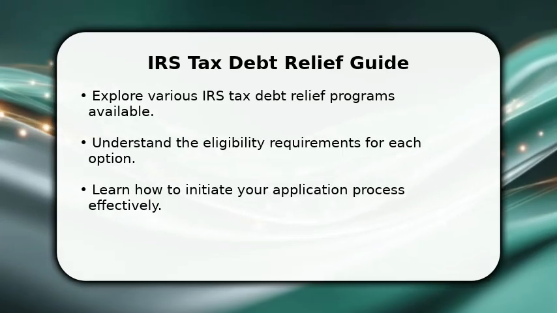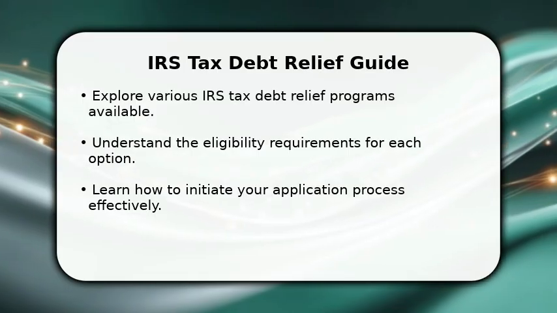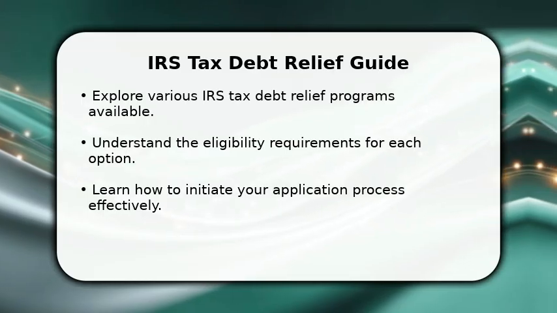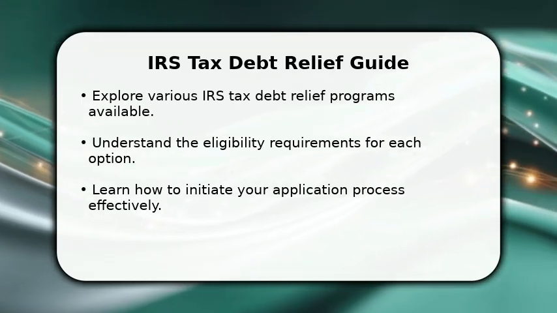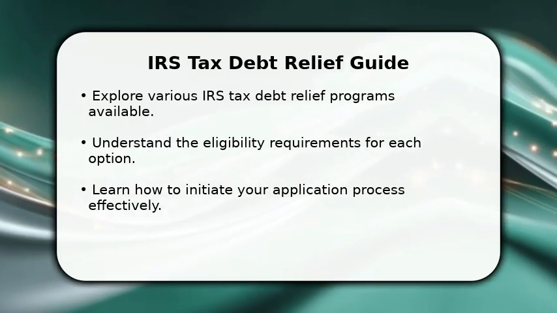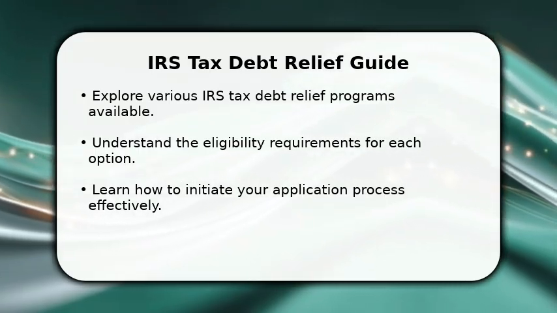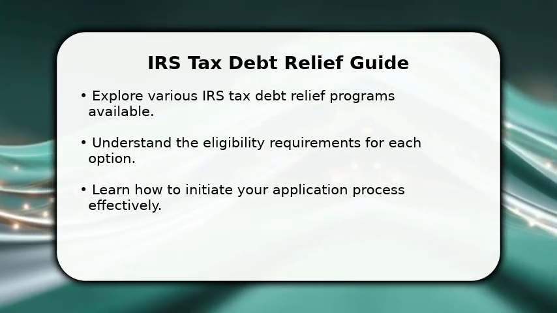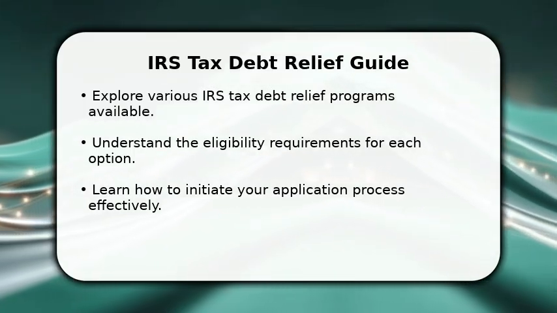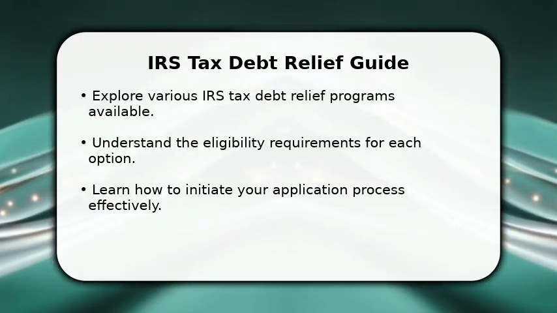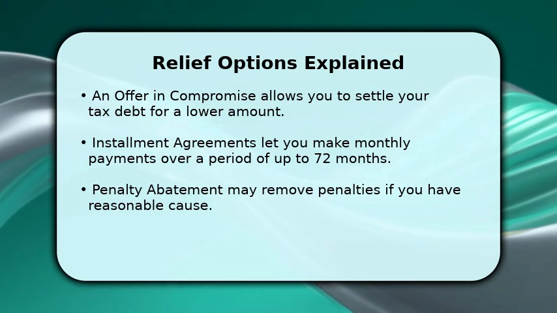In this video, I will explain how to apply for IRS tax debt relief. First, assess your financial situation to determine which relief program best suits your needs. The IRS offers several options, including offer in compromise, installment agreements, and penalty abatement. Understanding these programs is the crucial first step. We will guide you through identifying the right path to resolve your tax obligations. Let's dive into the specific relief options.